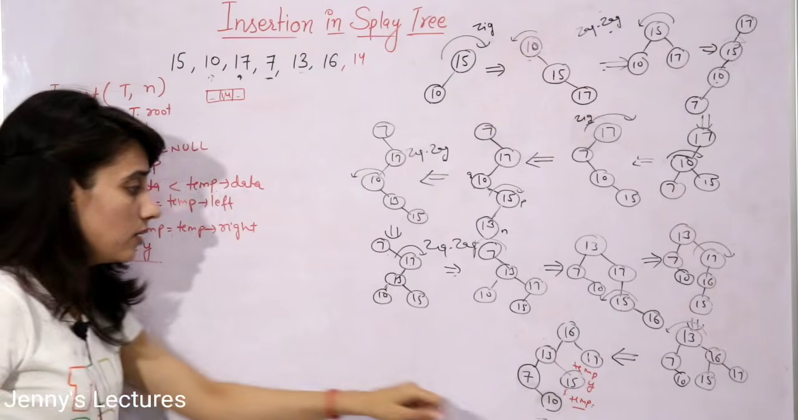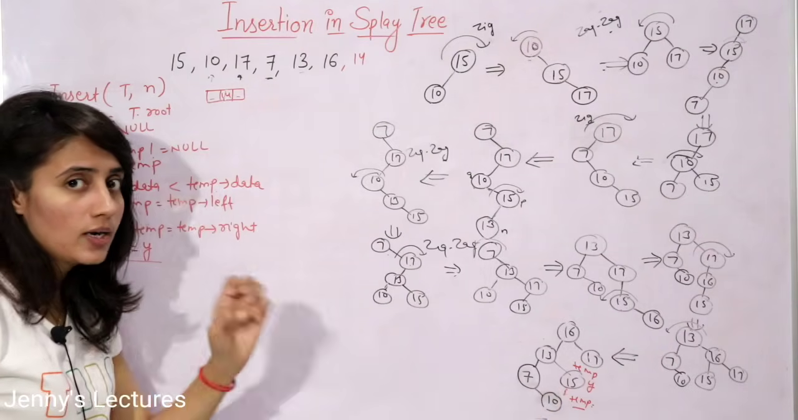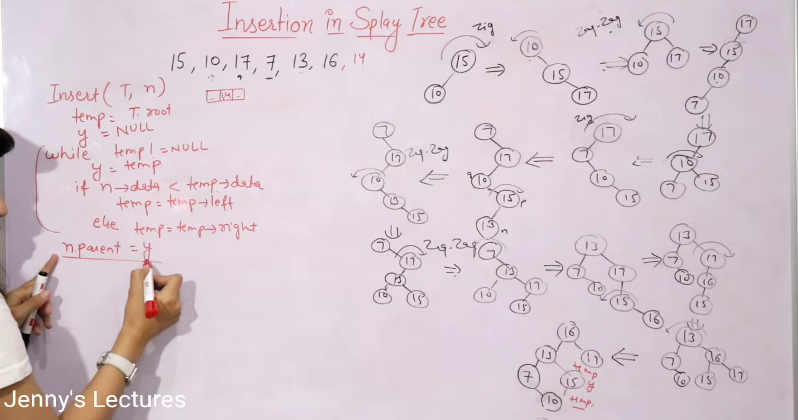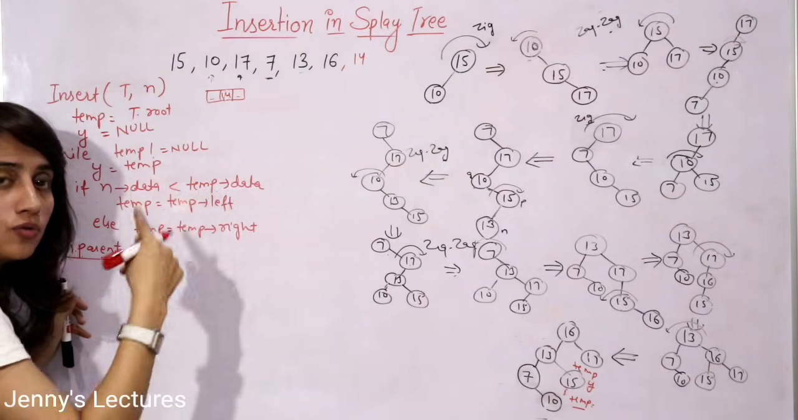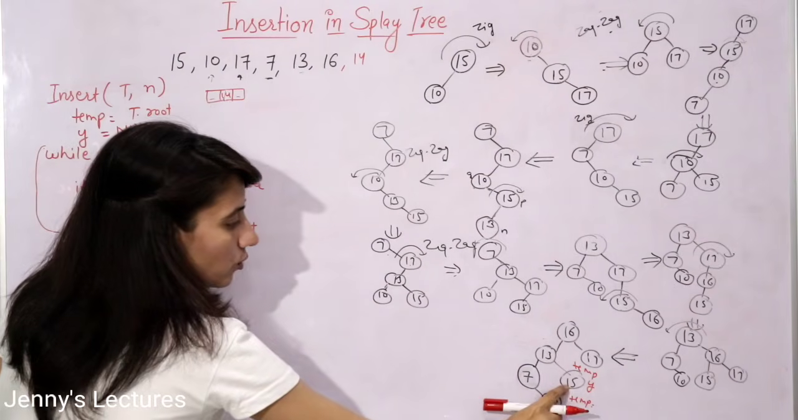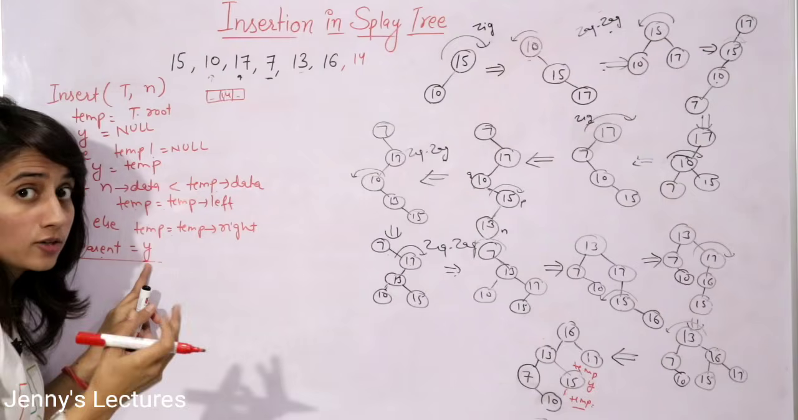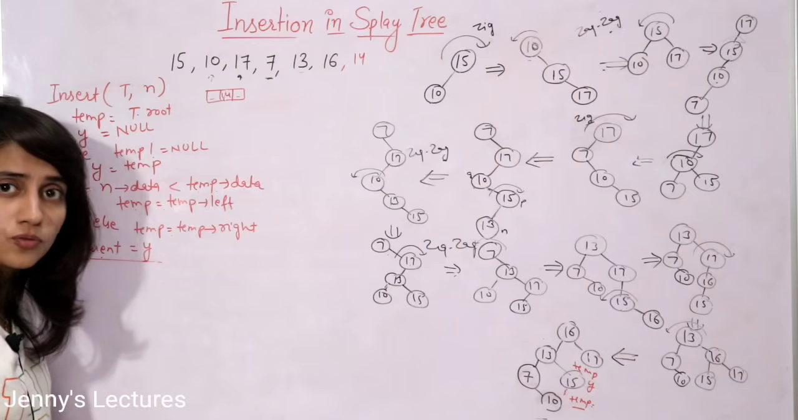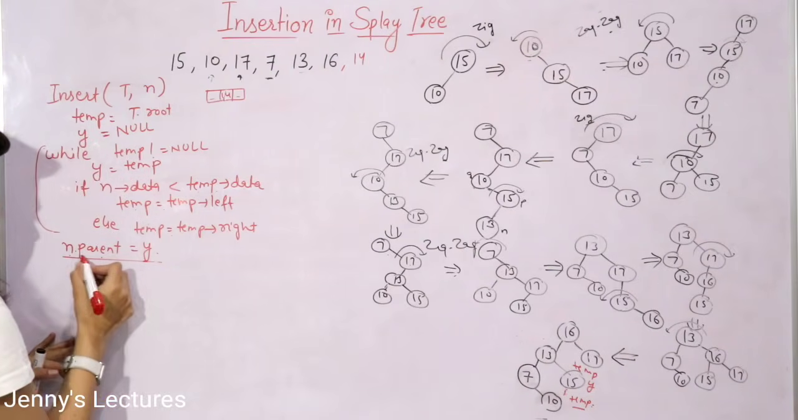It means 14 would be child of this 15, this is for sure, either left or right child. And so that is why I am tracking this y. So n of parent, n is 14, parent of this 14 would be y. See, y is right now containing address of this node, that is 15 node, and that is for sure because 15 would be parent of this 14, right?